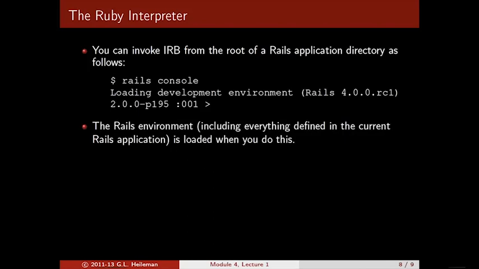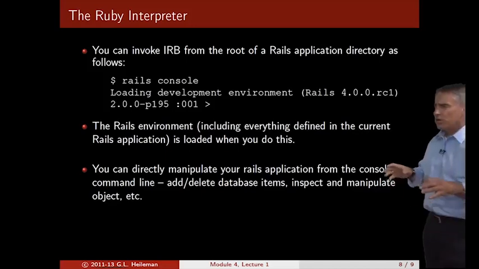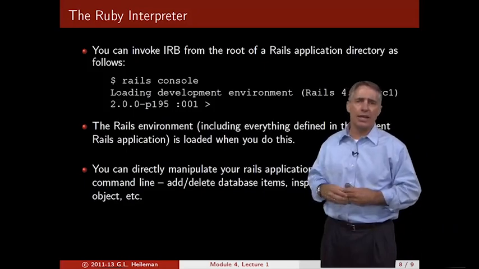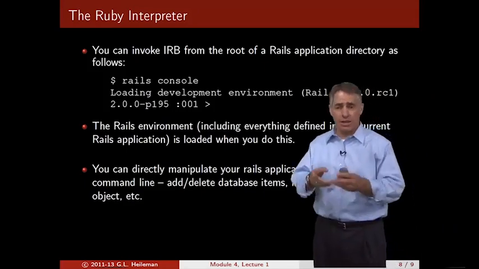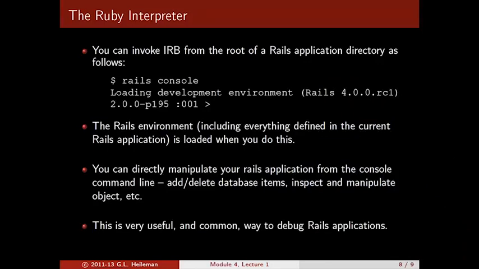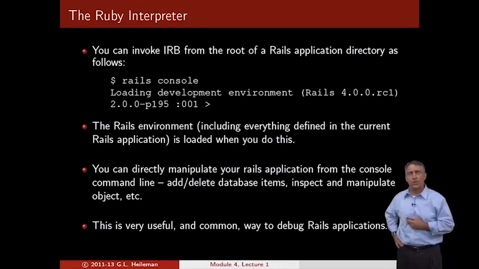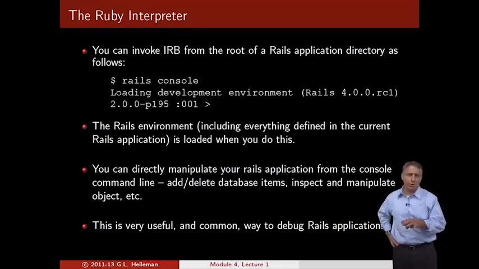So again, to reiterate, the entire Rails environment that you're working with is loaded when you type rails console. This is how you can directly manipulate and interact with your Rails environment through the command line. And we've done this already by adding and deleting posts from the command line. And you've seen that in a previous lecture. And this is how I debug Rails applications. Most of the programmers that I work with as well, this is the quickest way to, if there's a problem, to get at it, is to drop into rails console and to see if you can inspect the problem this way.